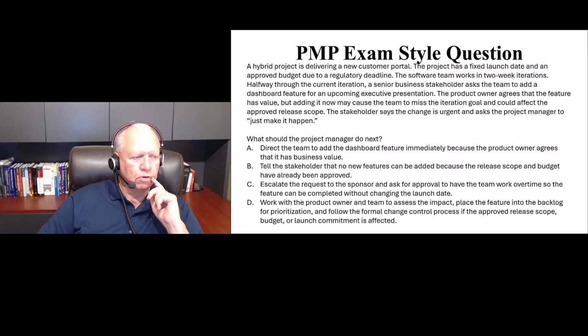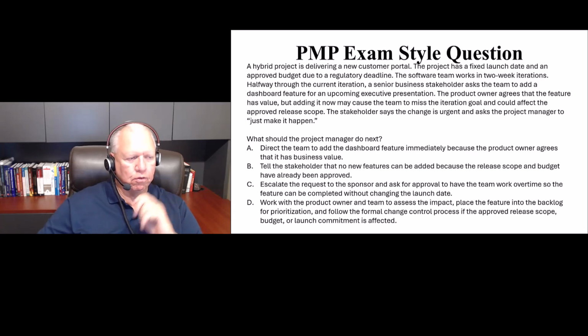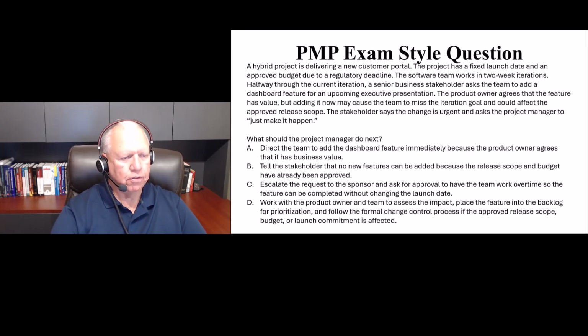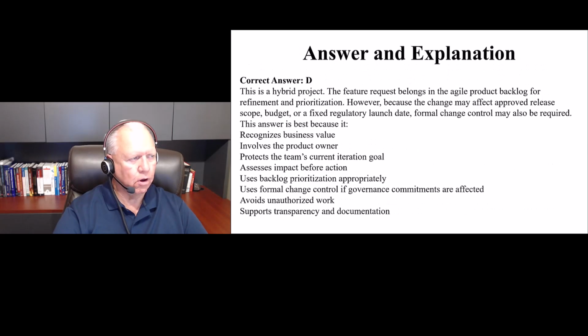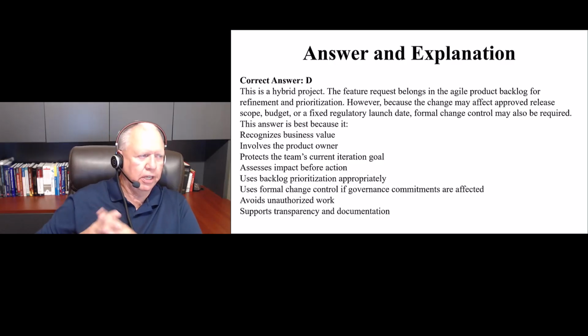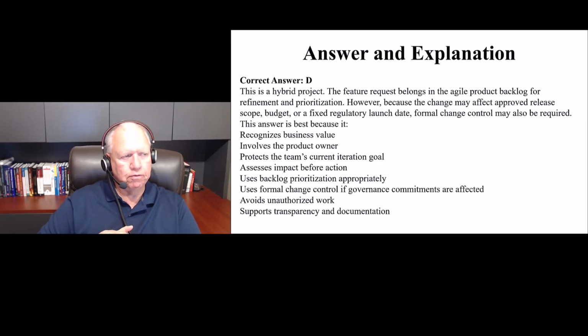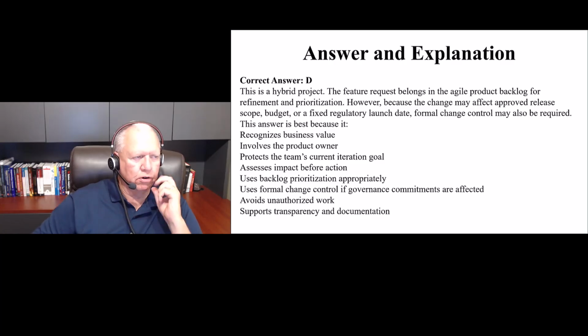And D, work with the product owner and team to assess the impact, place the feature into the backlog for prioritization, and follow the formal change control process if the approved release, scope, budget, or launch commitment is affected. So pick your answer and then we're going to talk about it. All right, so your correct answer was actually D. It's a hybrid project, so the feature request belongs in the Agile product backlog for refinement and prioritization.